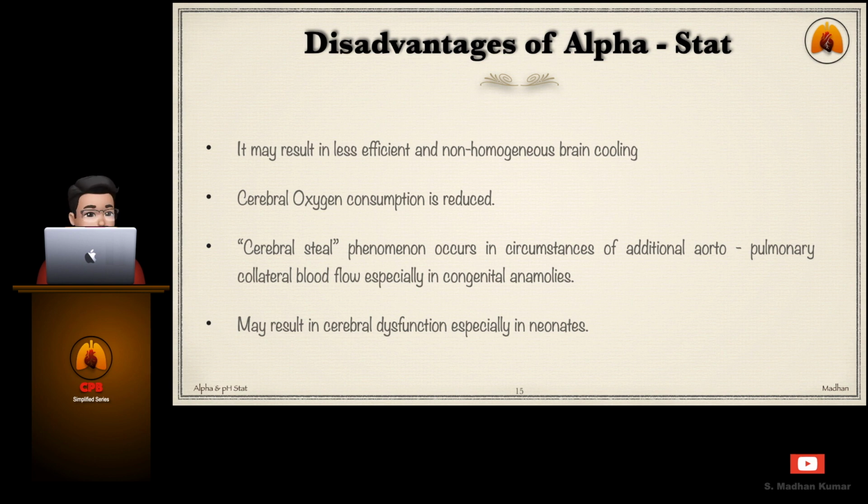Cerebral steal phenomenon occurs in circumstances of additional aortopulmonary collateral blood flow, especially in congenital anomalies. Since it reduces cerebral blood flow, it may result in cerebral dysfunction, especially in neonates post-DHCA.